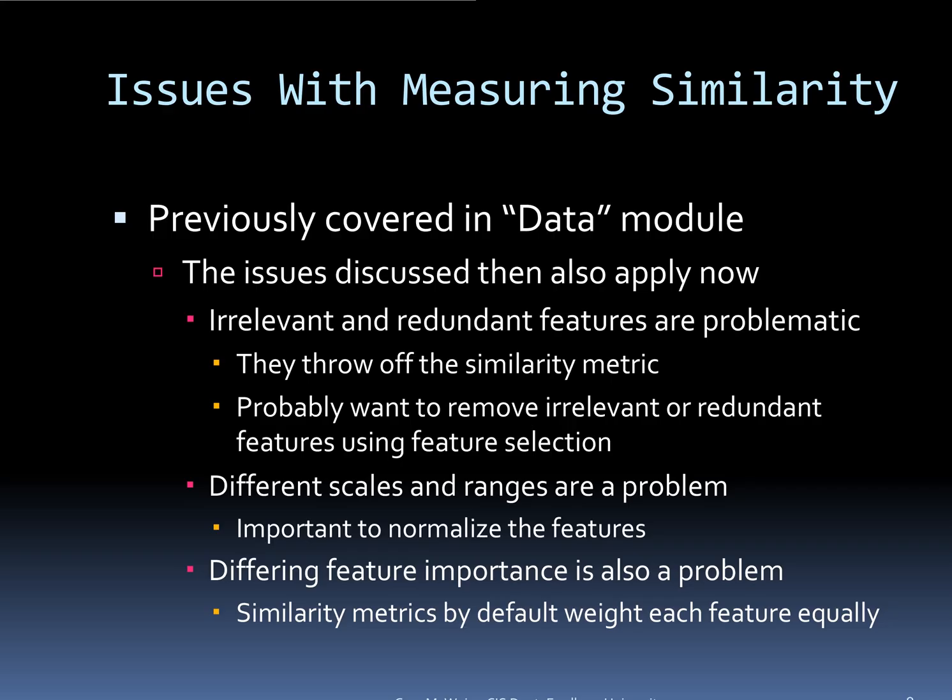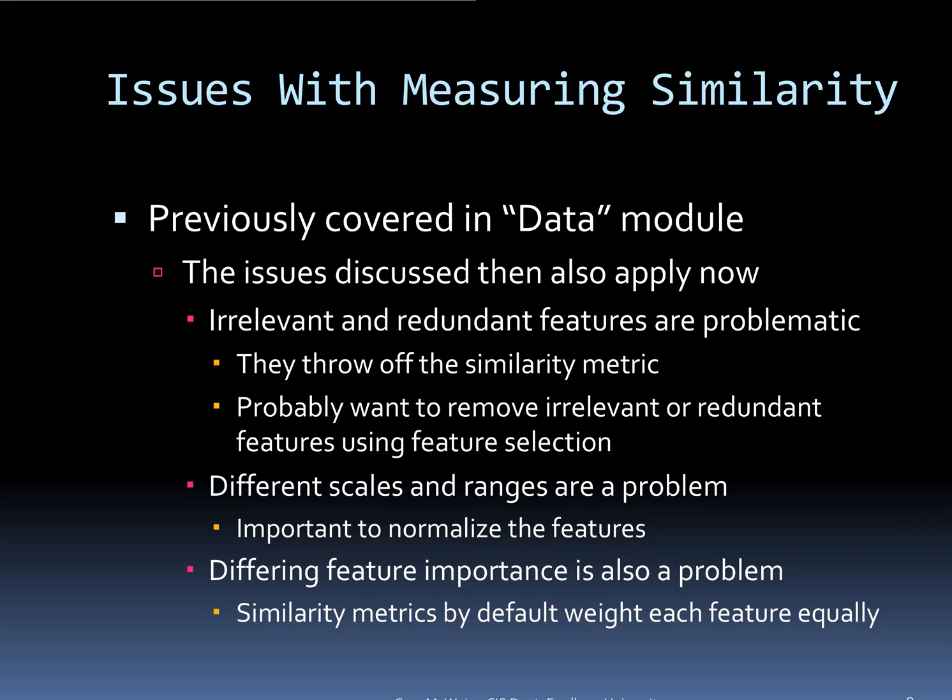When measuring similarity in nearest neighbor classifiers, several issues can arise. Irrelevant and redundant features can skew the similarity metric. It's often beneficial to perform feature selection to remove these features and enhance accuracy. Different scales and ranges across features can also pose problems, making normalization essential to ensure fair comparisons between features.